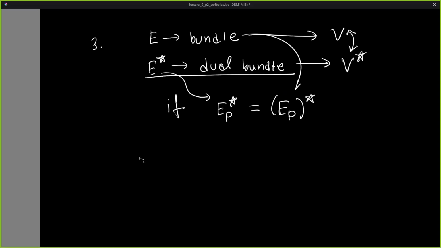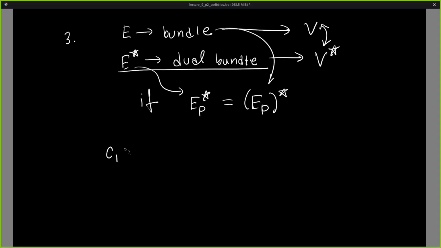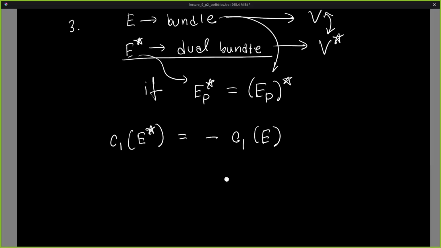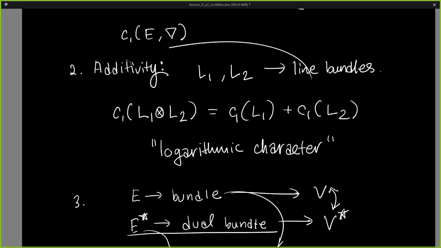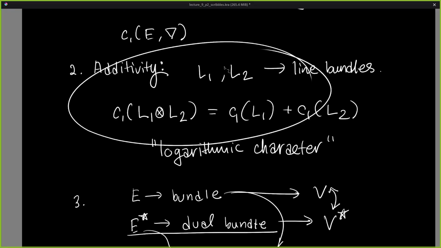So we can say for a dual bundle that C1 of E star is equal to the negative of C1 of E. So in some sense, the twisting of the dual bundle is in the opposite direction of the twisting of the regular bundle. That's interesting. This is actually a consistency condition with this previous property.